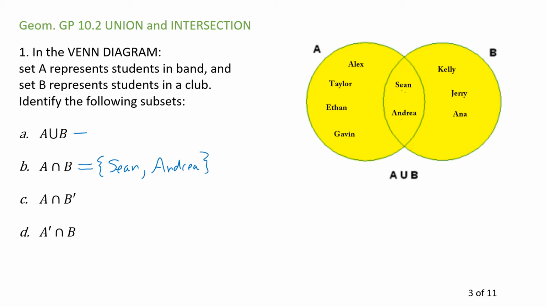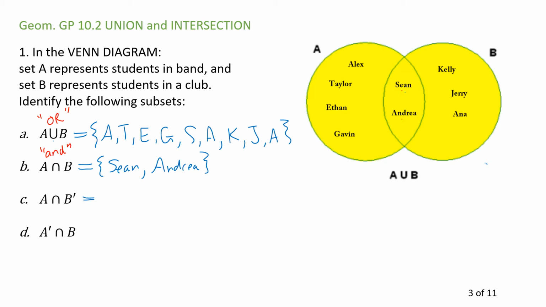But what about A or B? A or B. This is or. This is and. I'm looking for someone who's in either A or B. That's basically going to be everyone in that group. I'm not going to write out the names. It's Alex, Taylor, Ethan, Gavin, Sean, Andrea, but also Kelly, Jerry, and Anna. All of those people are in either A or B. It's everybody, basically. If there was somebody outside this group, they would not be included in that.